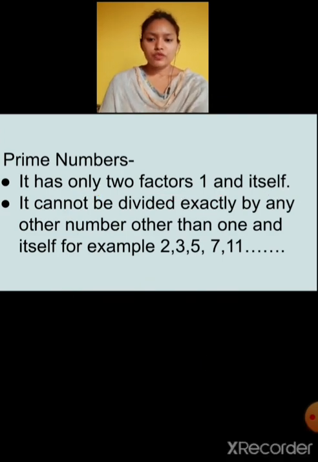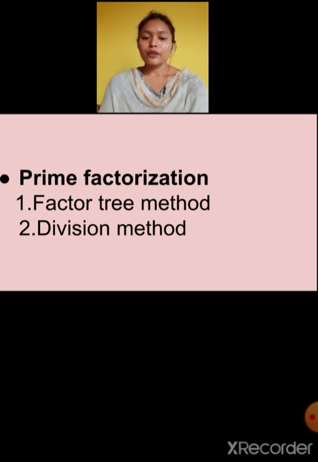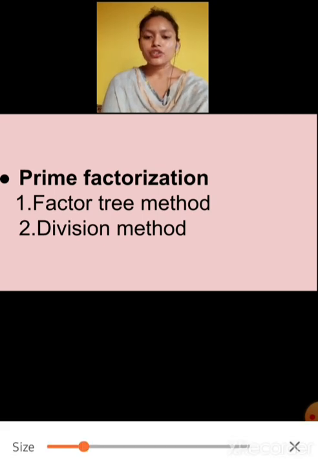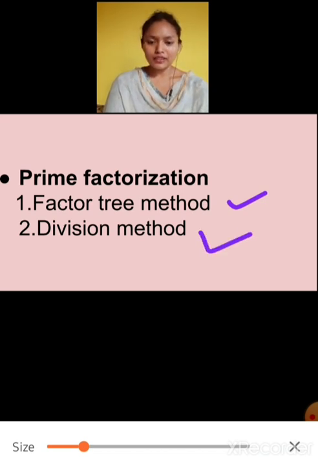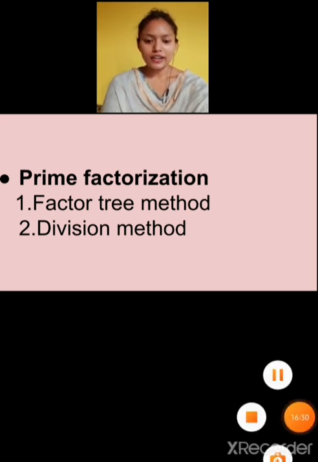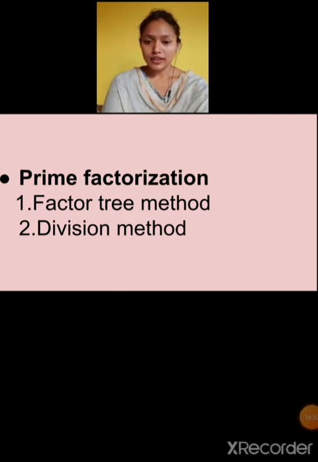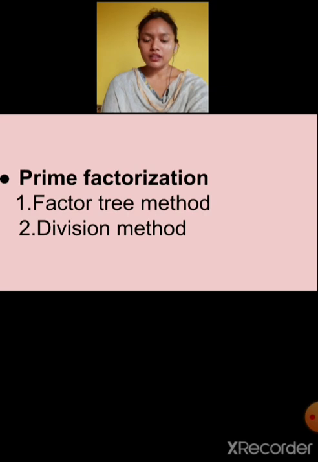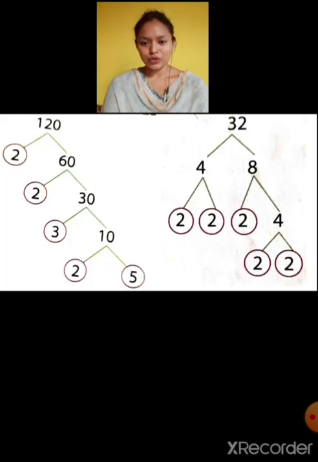So we will see prime factorization. In this also, two methods are there. The first one is the factor tree method and the second one is the division method. Through these methods we can easily find the factors of a number. We will see the factor tree method now and the division method in the next video.